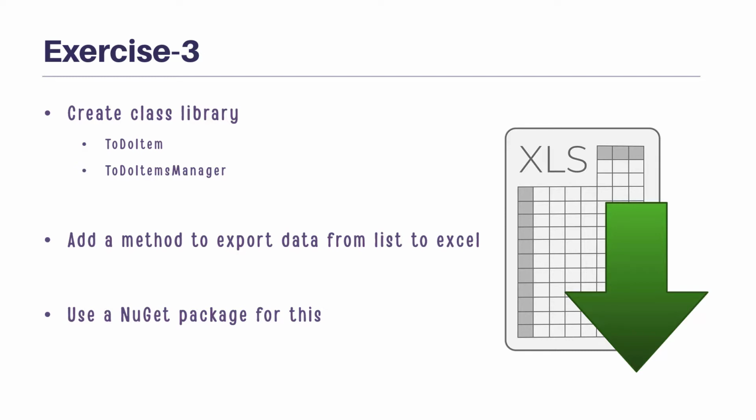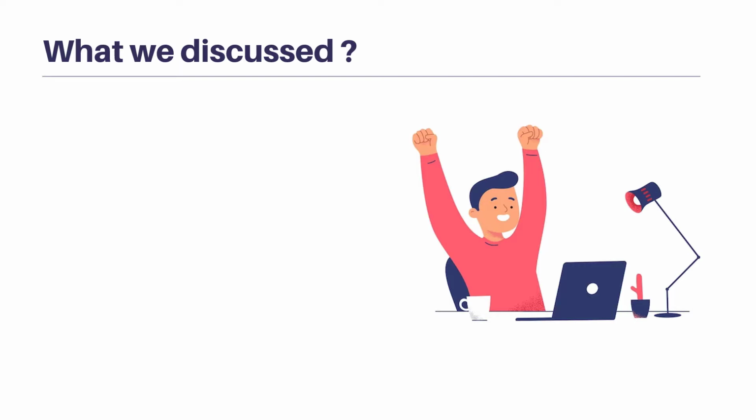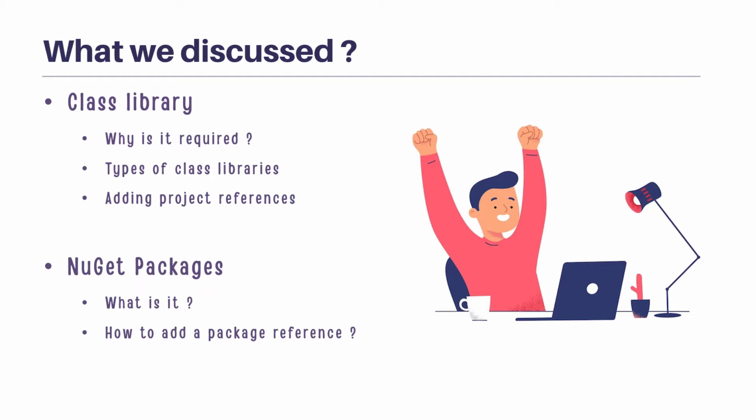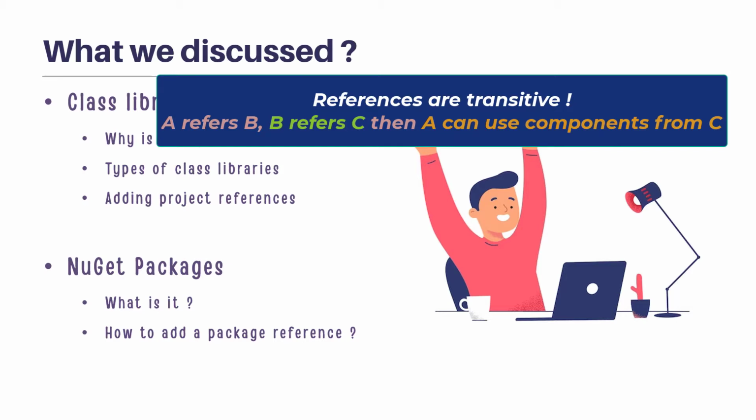Now let's move on to the final section. This slide shows summary of what we have discussed in this episode. We have seen why a class library is required. We also have seen what are different types of class libraries. And then we have seen how to create a class library project and then use it as a dependency in any other project. In the second section, we have seen what are NuGet packages and how NuGet packages can be consumed. We also have seen that project dependencies are transitive. So if project A is referencing project B and project B is referencing project C or any other NuGet package, then project A can use APIs from project C or the NuGet package which is referenced by project B.